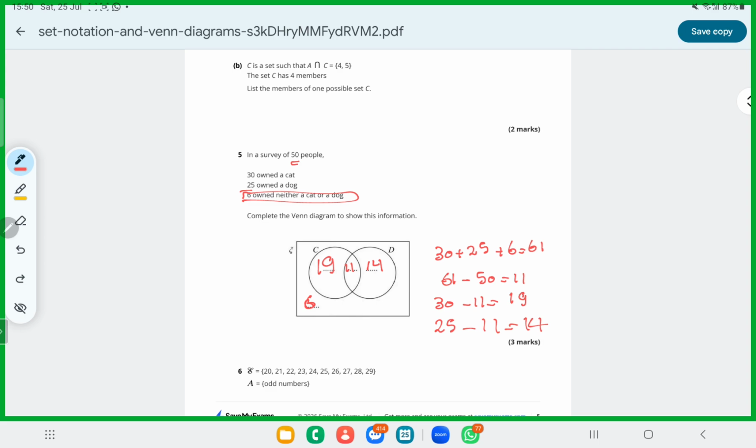Okay, what else? The last thing, I guess, is finding the difference in the wrong order. A difference B doesn't equal B difference A. Because A difference B means all the elements that exist in A and don't exist in B. And B difference A means all the elements that exist in B and don't exist in A. Okay? I guess we finished today. I hope you understand.